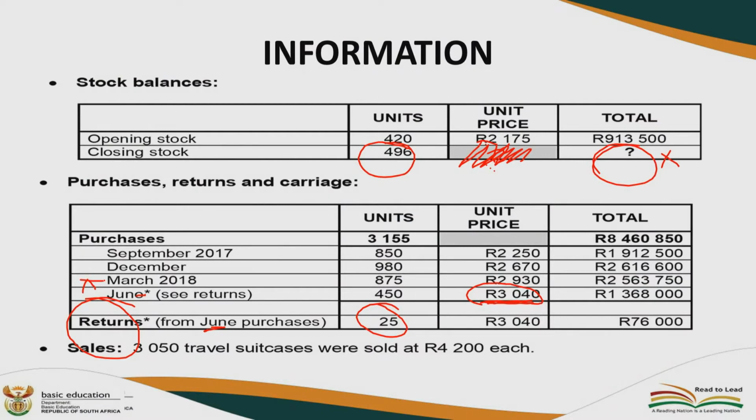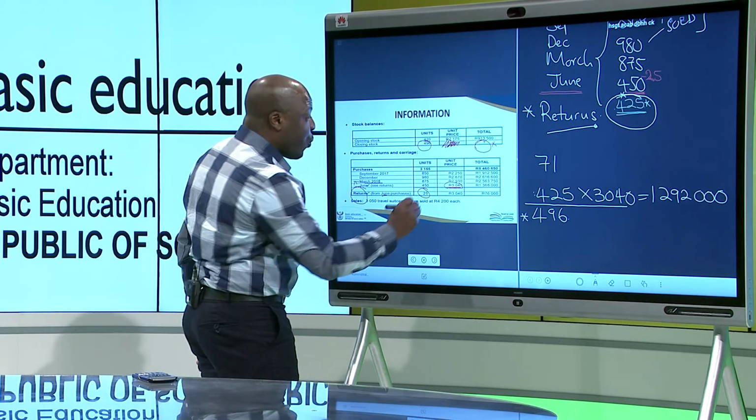Then the next question you ask yourself is, in the month of March, can I get the remaining number of units here? How many units are we missing? You will now say to your calculator, 496 minus 425. Therefore, you are missing 71 units. Where do you get the 71 units? From the month of March.